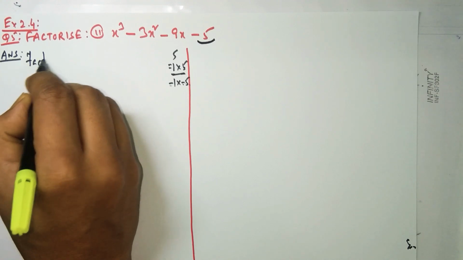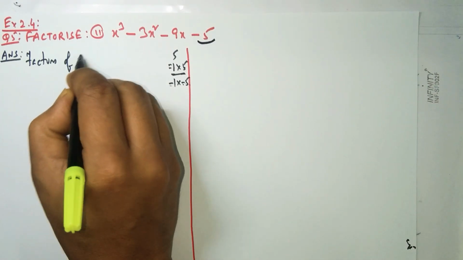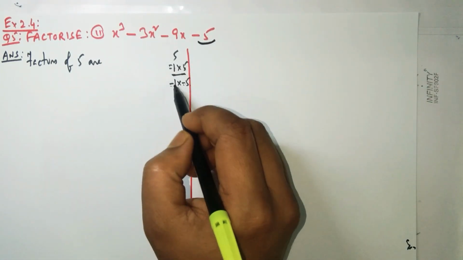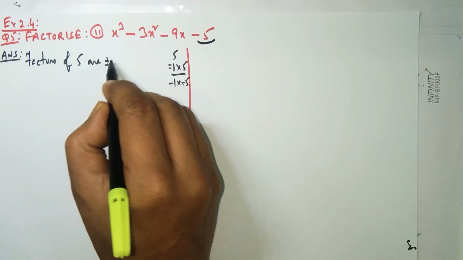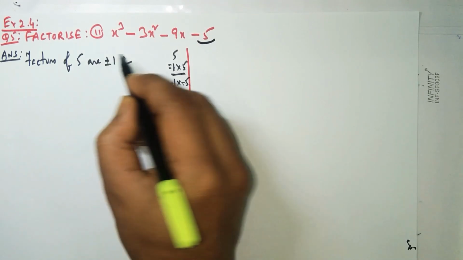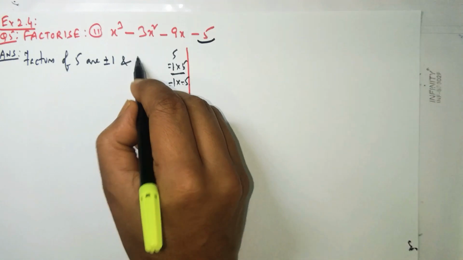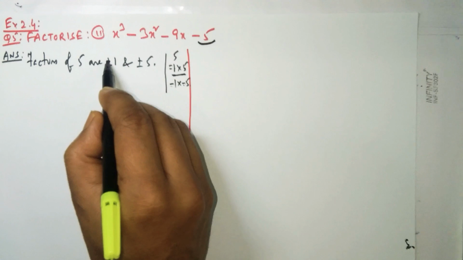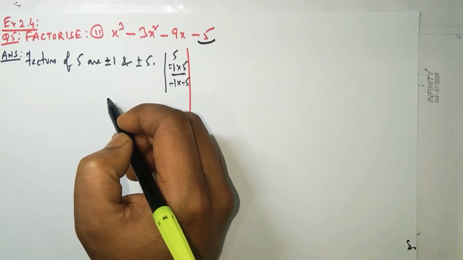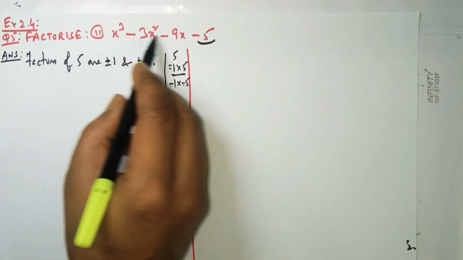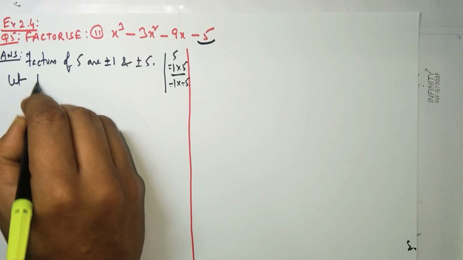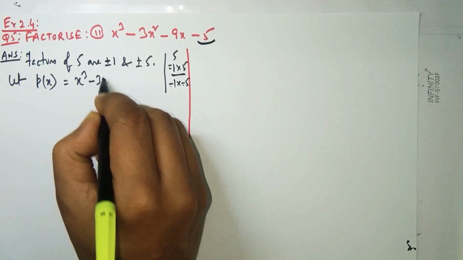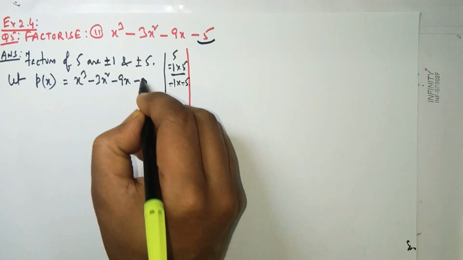You see, factors of 5 are, I'm taking plus 1, minus 1, so I'm taking like this. You see, together plus minus 1 and plus 5, minus 5, plus minus 5. So this is how we'll write. Factors of 5 are plus minus 1 and plus minus 5. Now the given polynomial, you consider that as p of x. Let p of x equal x cube minus 3x square minus 9x minus 5.